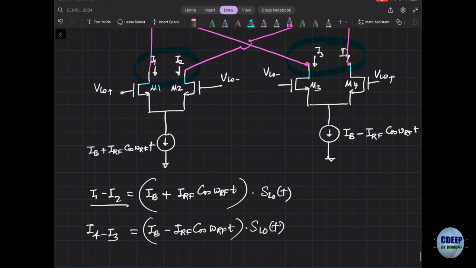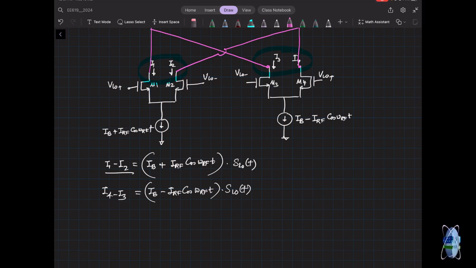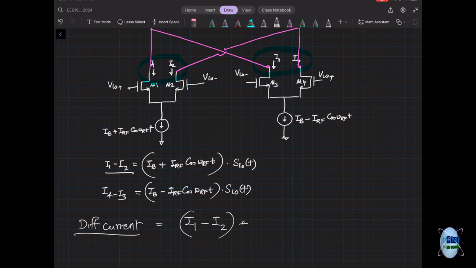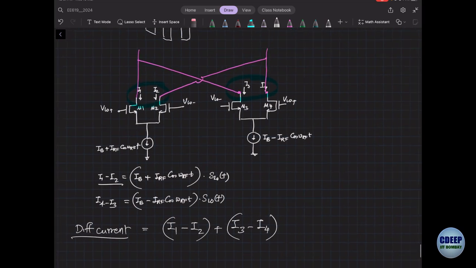Something like this. So then what do we get here? Can we write the expression here now? So we are going to get a differential current. Output current will be equal to I1 minus I2 plus I3 minus I4, something like this. So you can see that I1 and I3 are added together, and I2 and I4 are added together on the negative side, and we are taking a difference between them.